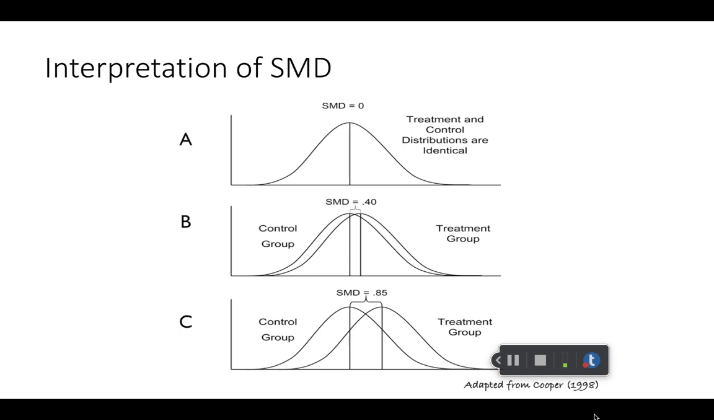0.4 is a positive difference. So the whole group's average is shifted up toward the right on the scale. If the result was negative, the standardized mean difference would be a negative 0.4, and you'd see the treatment group distribution shifted to the left toward a negative number. In the final picture at the bottom, you see a standardized mean difference of 0.85, meaning the group averages differ by about 0.85 standard deviations, almost a full standard deviation. That's a huge difference. When we get standardized mean differences of 0.4, that's usually an effect that's worth paying attention to.